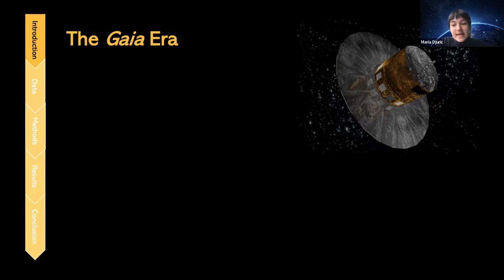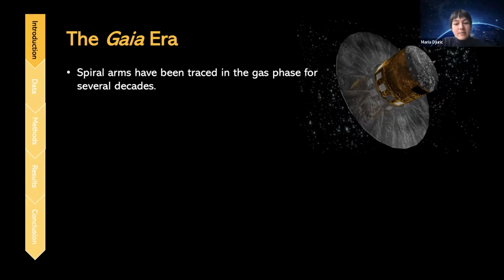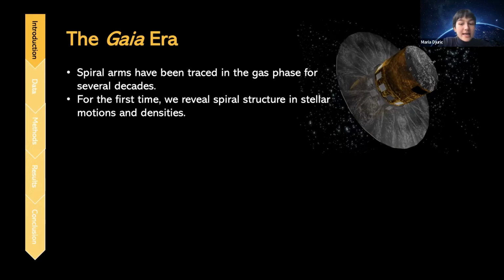And in more recent decades, they have been studied in the gas phase, but their nature, origin, and long-lasting stability remains elusive. In light of the ESA Gaia satellite, however, for the first time, we are able to reveal spiral structure in stars and clarify some of these ambiguities.